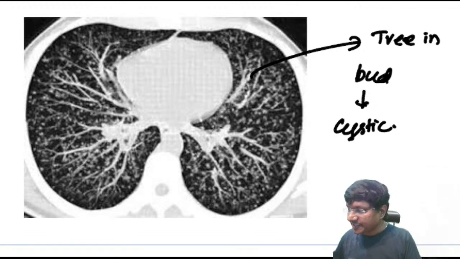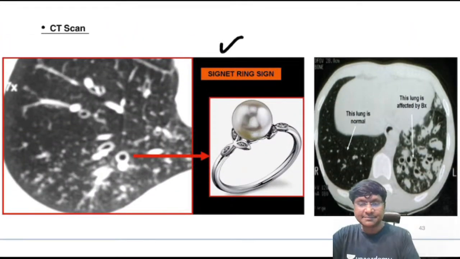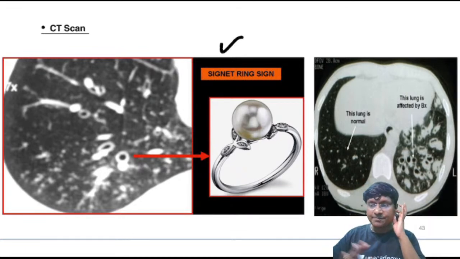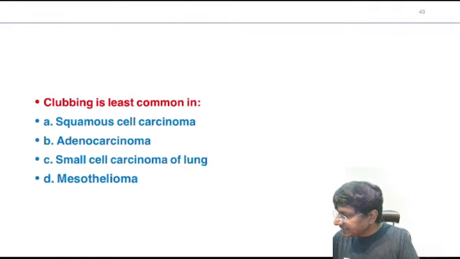Now, one more important sign in bronchiectasis will be the signet ring sign. Okay, so this is about your quick revision of bronchiectasis.